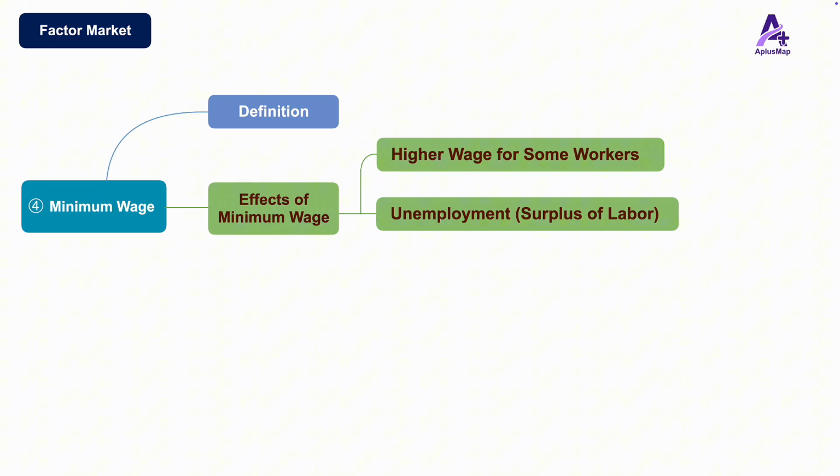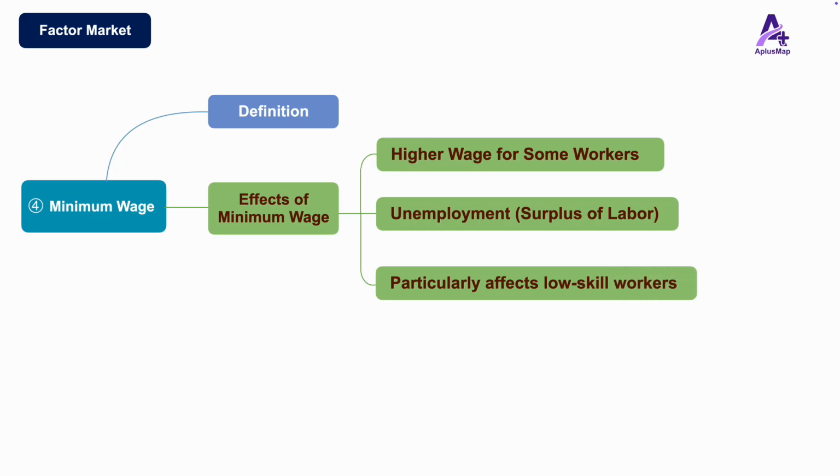So more people want jobs, but firms offer fewer jobs. That creates a gap. Precisely. That gap between the quantity supplied and the quantity demanded at the minimum wage is unemployment, a surplus of labor. It tends to hit low-skill workers hardest because their MRP might be below the new minimum wage, making them too costly for firms to hire.